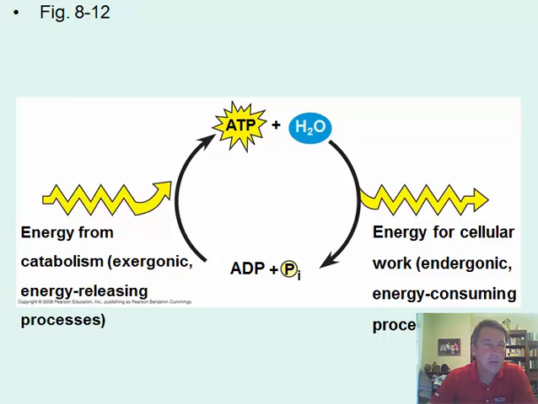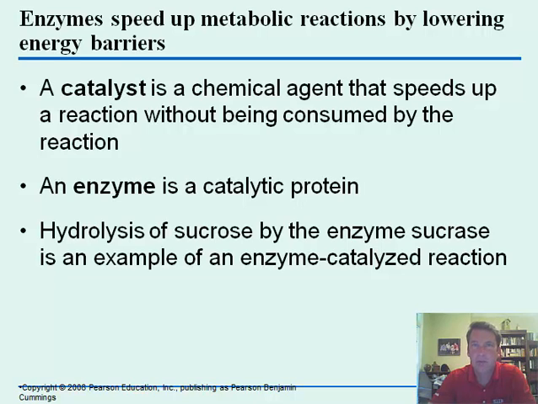Now these reactions, along with other reactions in our cell, can happen at different rates, and the rate at which these occur can be sped up or increased with certain proteins called enzymes. They're very important in regulating and speeding up the reactions that take place in our cells. A catalyst is a word used for any chemical agent that speeds up a reaction, and an enzyme is a protein that is a catalyst.